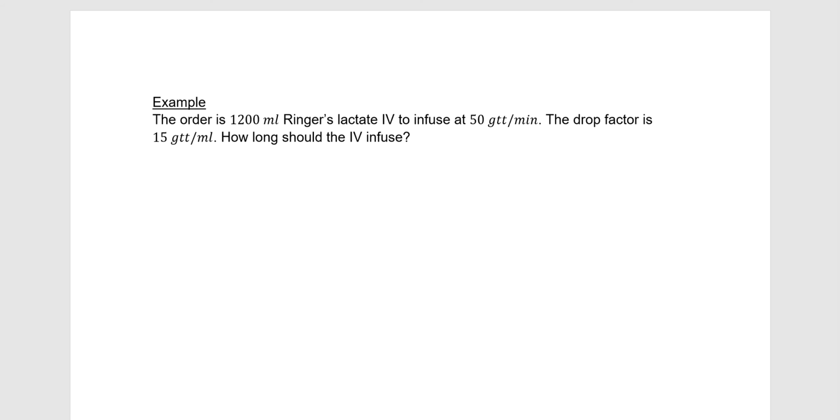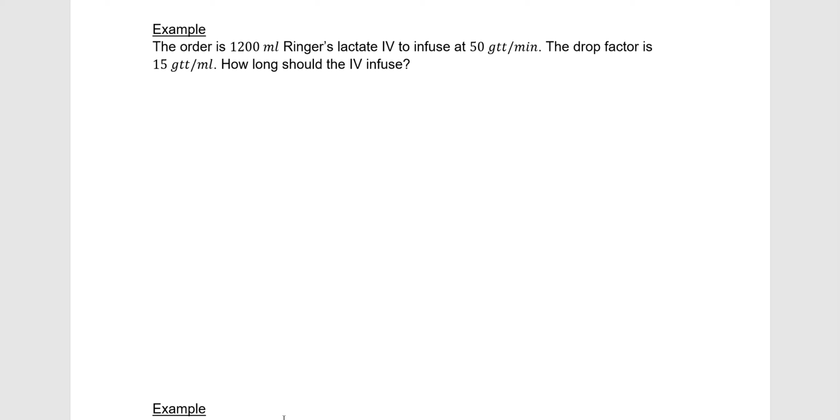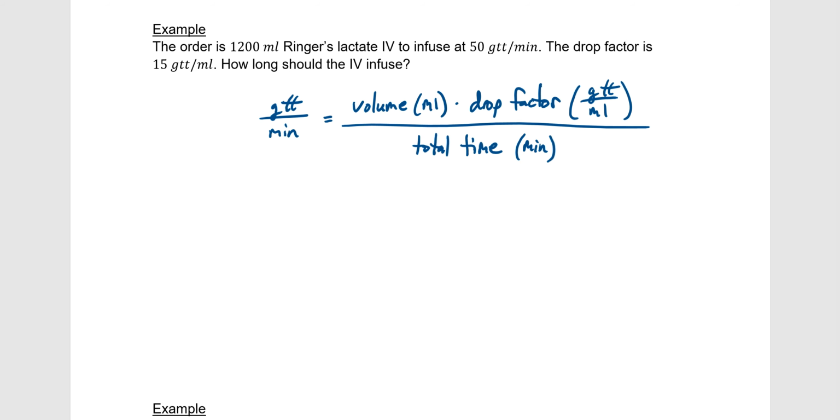Okay, so now let's actually get into the last couple examples here. We have an order of 1200 milliliters Ringer's lactate IV to infuse at 50 drops per minute. The drop factor is 15 drops per milliliter, and how long should the IV infuse? So let's set up the same exact formula, and let's take a look at what we are given. This time we're looking for the total time. We are given the infusion rate, the drop factor, and the volume.